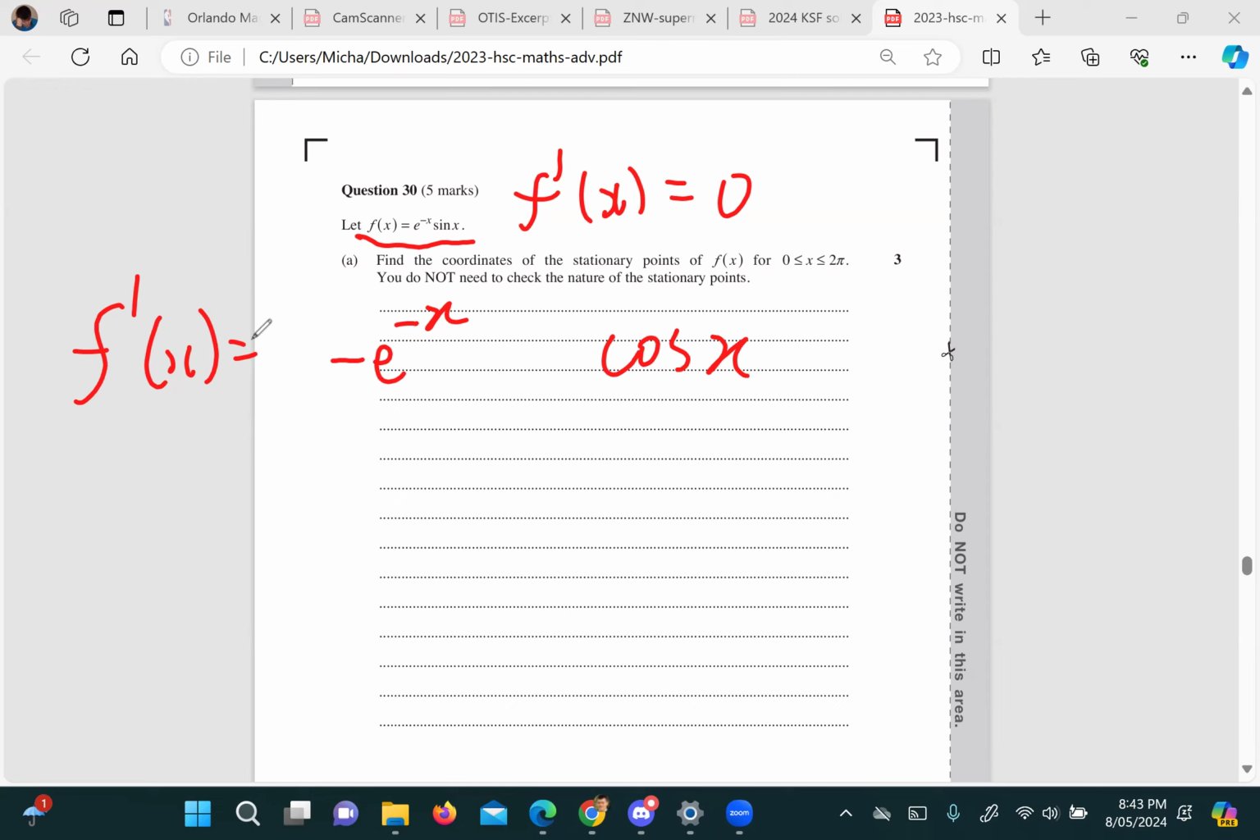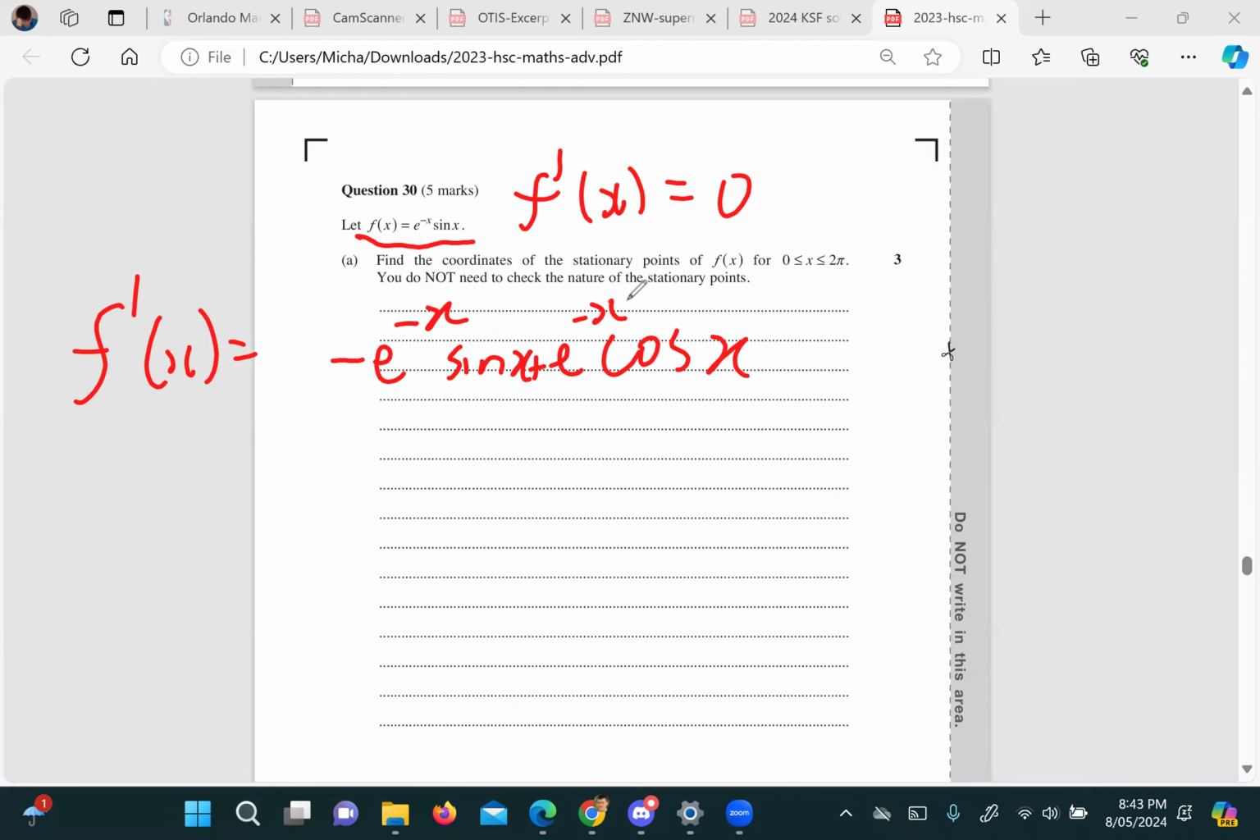Okay. Jonah, Slava. Product rule. Yeah, product rule, right? They're multiplied together. So you could do sine x here plus e to the minus x cos x, right?